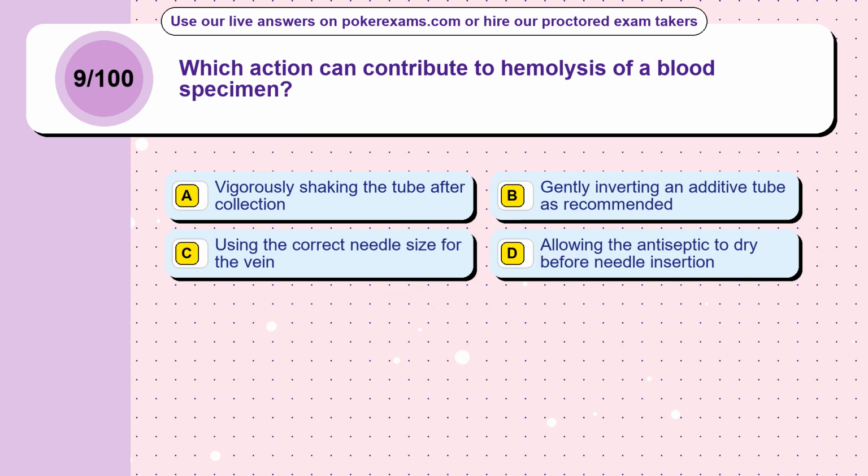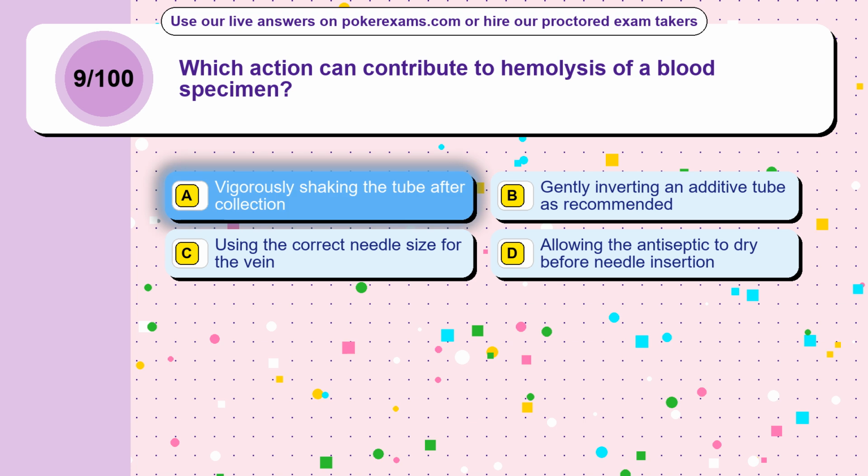Question 9. Which action can contribute to hemolysis of a blood specimen? Option A. Vigorously shaking the tube after collection. Option B. Gently inverting an additive tube as recommended. Option C. Using the correct needle size for the vein. Option D. Allowing the antiseptic to dry before needle insertion.